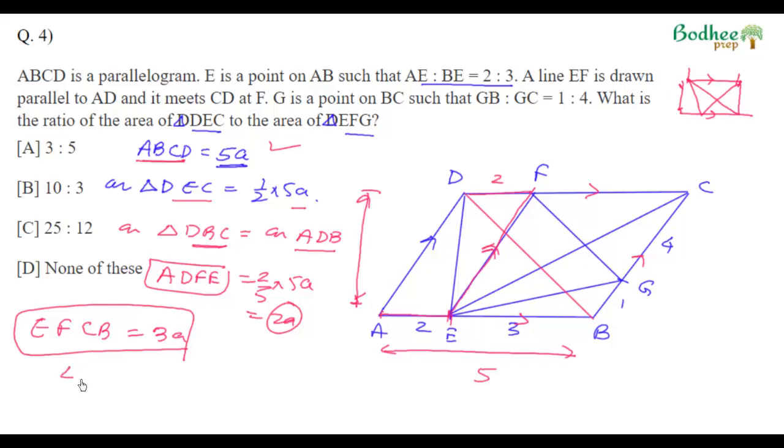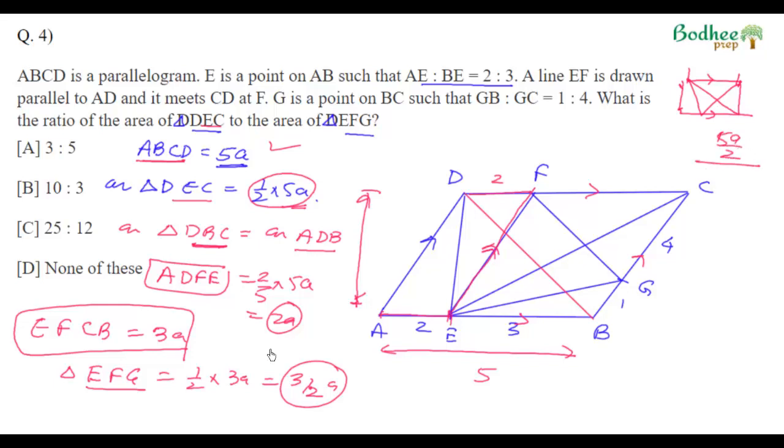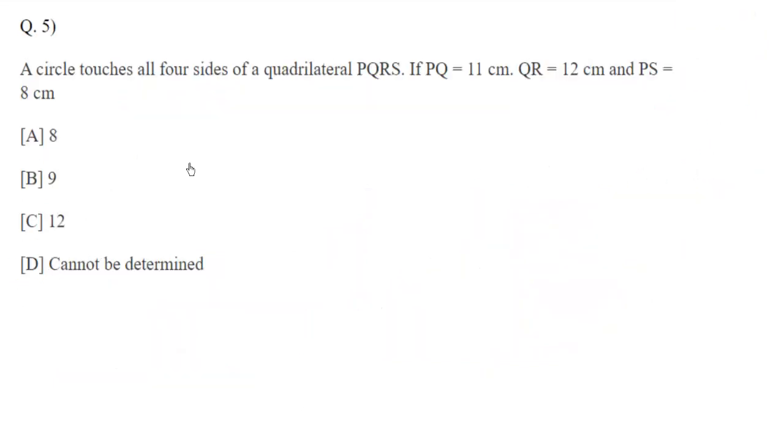So triangle EFG will be equal to half the area of 3A, which is equal to 3/2 times A. We have calculated this. We have also calculated the area of triangle DBC, which is equal to half of 5A. You have to take the ratio of DEC. DEC would be 5A/2 divided by 3/2 times A. So clearly the ratio is 5:3, which is option number D.